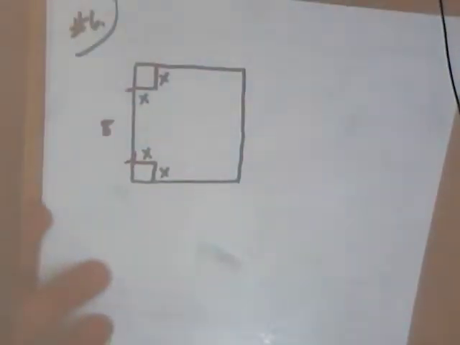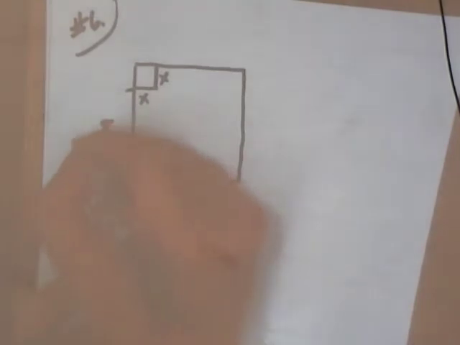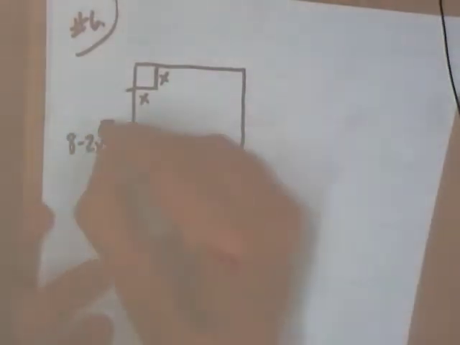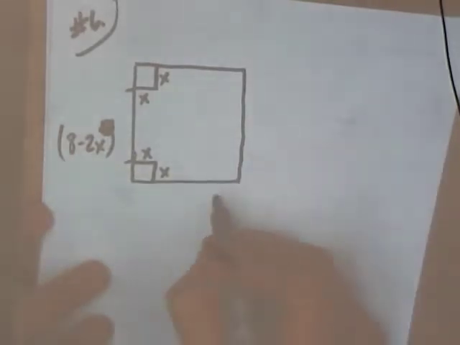All right, so each side is 8, but I'm going to cut out an X by X square here and an X by X square here. So what's the distance from here to here? 8 minus 2X. 8 minus 2X, right? It's going to be our actual side. And the side over here will end up being the same thing, right?